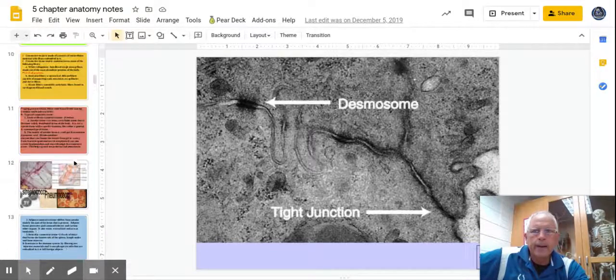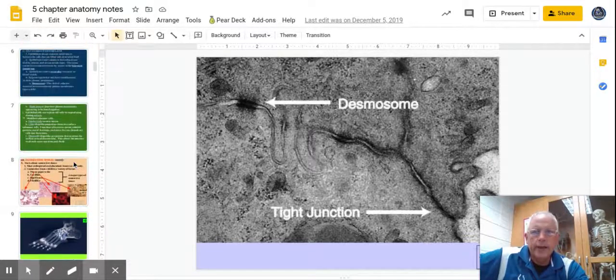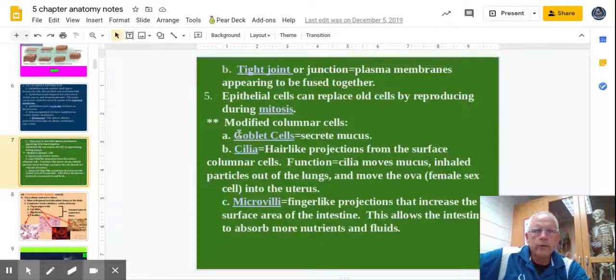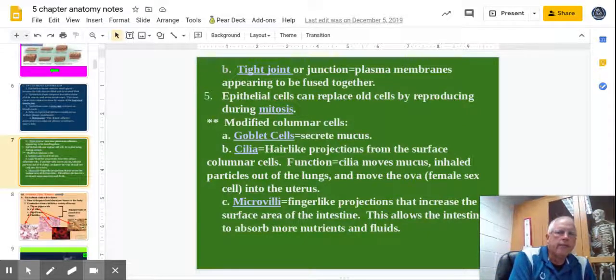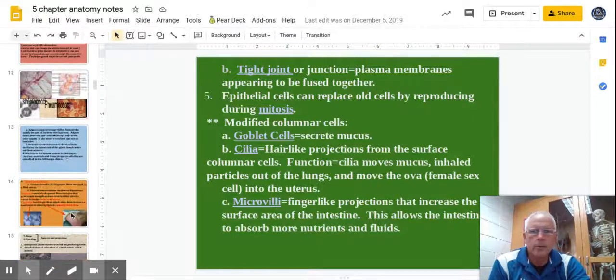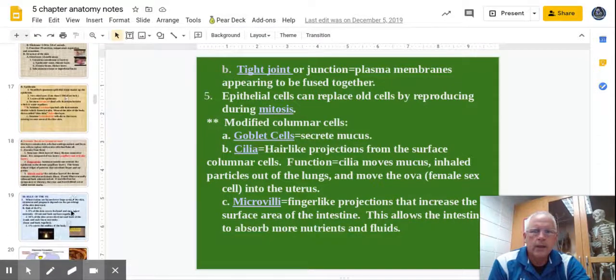Whereas a tight junction, or tight joint, we call it, that is where we're going to put a bead of glue all the way across and fuse basically the tissues together. A lot tighter of a fit. Going to be places where we got lots of movement, like arteries and veins and things like that.